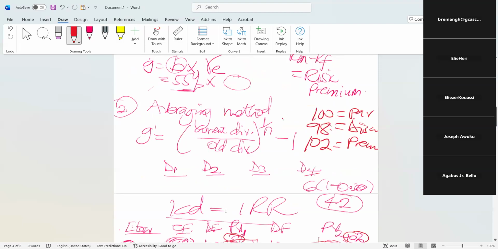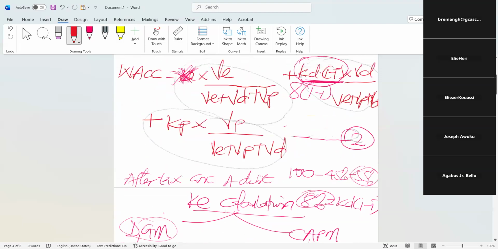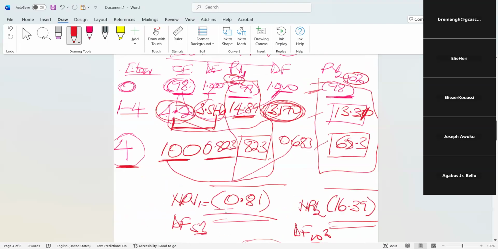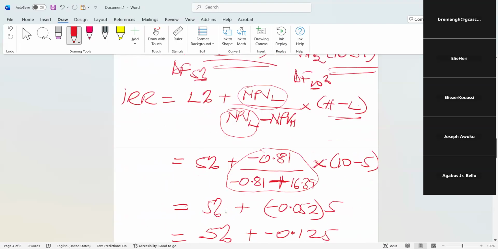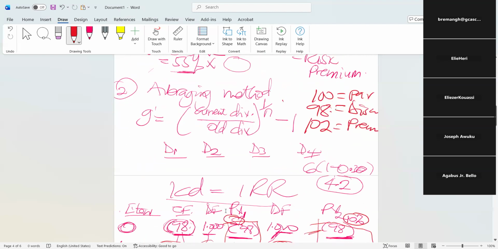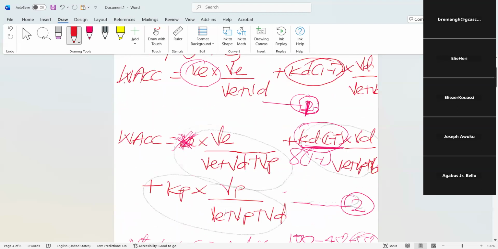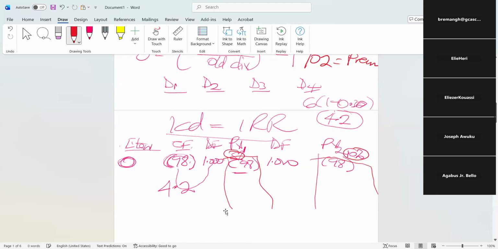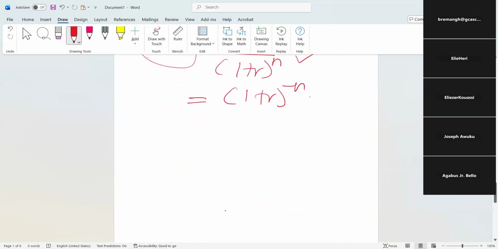So I've explained how to calculate KD. If you know how to calculate KD, you are in good shape, because the examiner knows that people are going to struggle. So now the cost of preference is the next one. How do you calculate cost of preference?